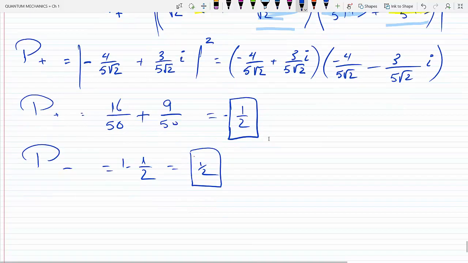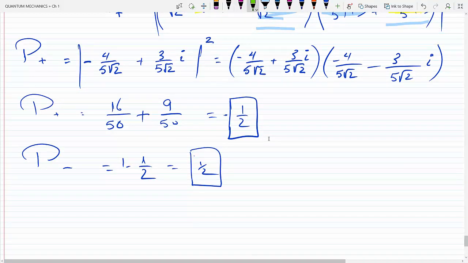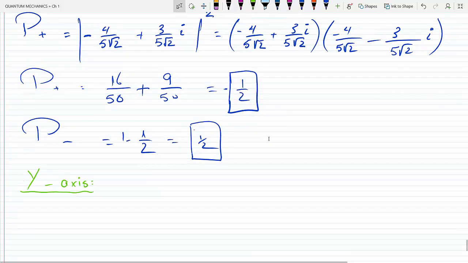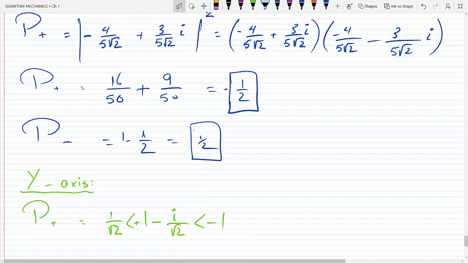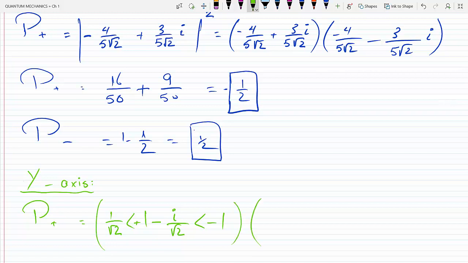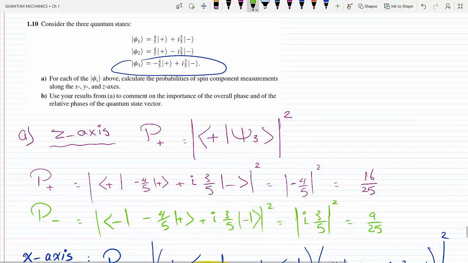Okay, and I'm going to just give you the answers for the y-axis, because it's the same process. Actually, let me write it down. So the y-axis, this would be spin up. We would operate with 1 over root 2, minus i over root 2. So this is the matrix for the spin down, or in Dirac notation, the bra for the spin up along the y-axis. And then this, we operate on the wave function. We're doing wave function number 3, so this is minus 4/5 plus i 3/5.